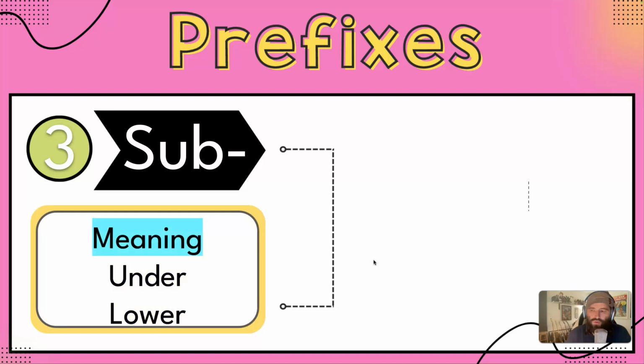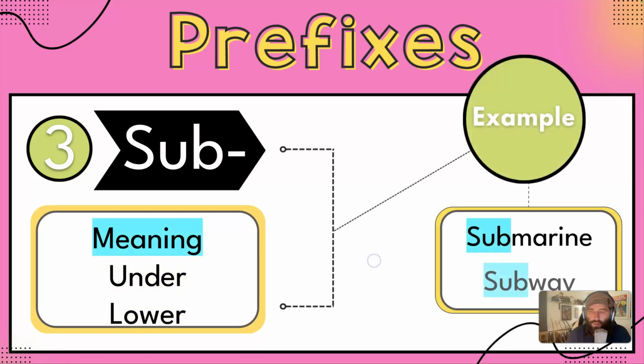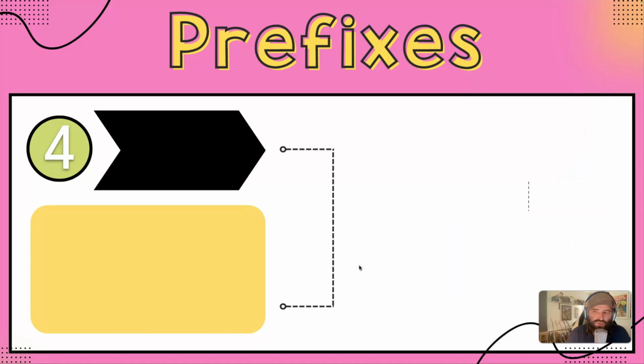Sub is our third one. This means under or lower. I always think of submarines, subway, not the restaurant, like the one in New York City that goes underneath the street, right? Subway, submarine. And again, as we've been saying with these prefixes, notice we're adding them to words that already exist. Okay. Submarines can go under the water, so the marine there being the water.